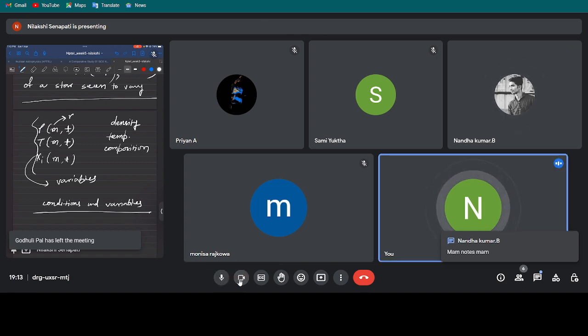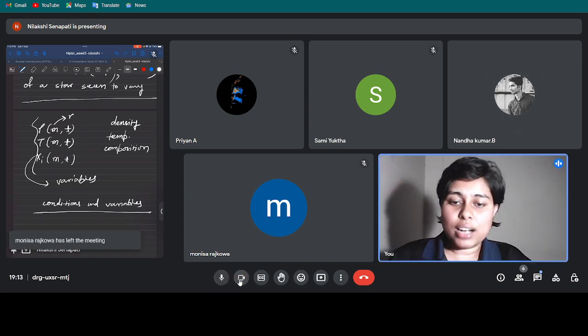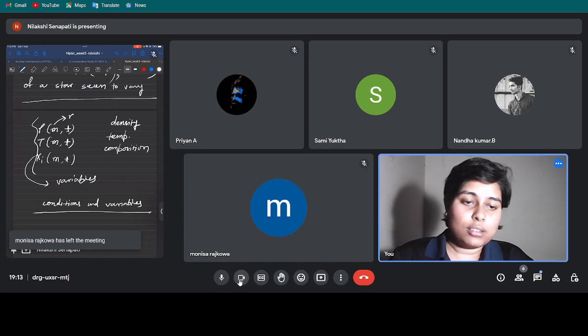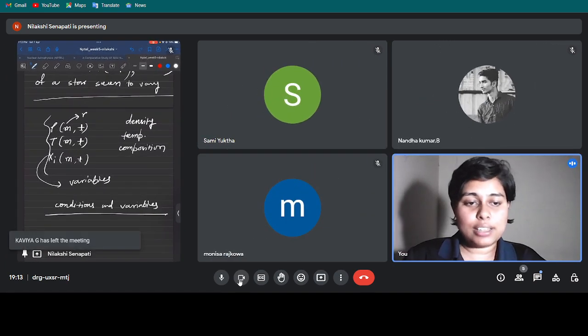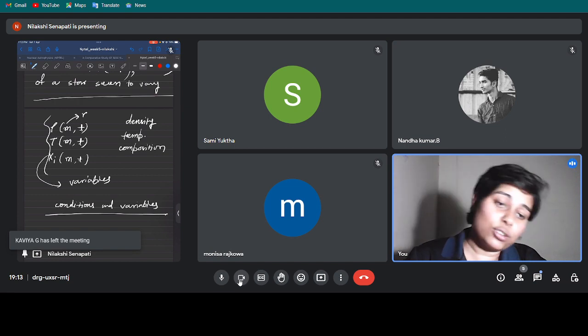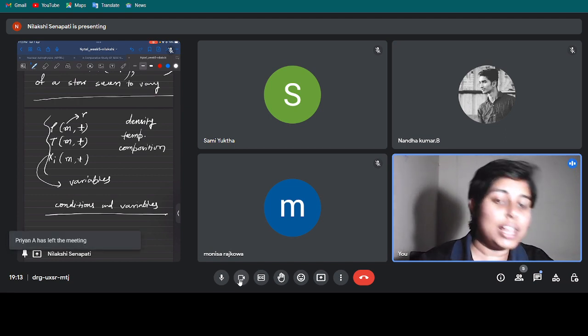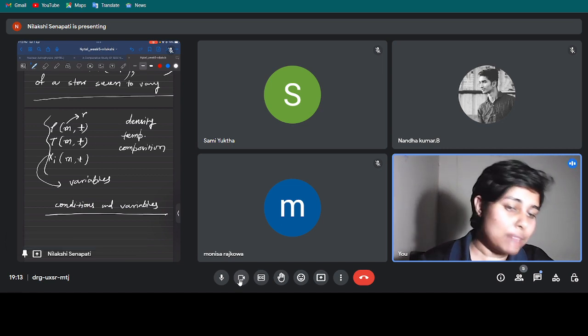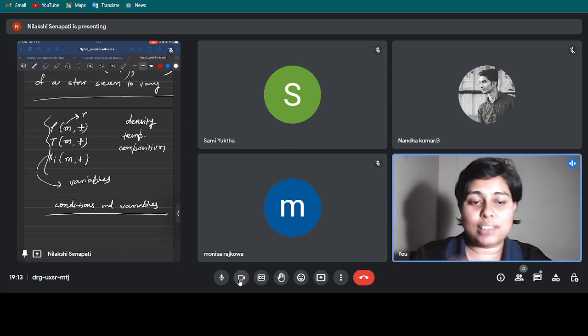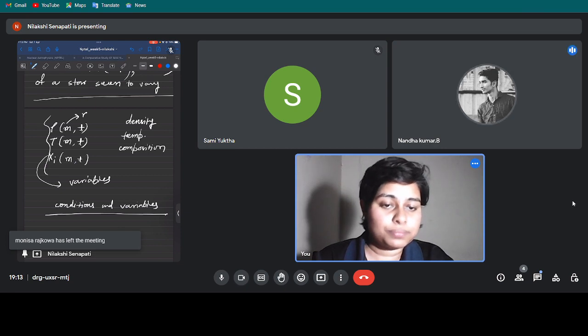Nanda Kumar is asking about the notes. Notes are given in the drive folder. You can ask me for access and send a mail. Then I will give you access to all the materials that I am using, which I have uploaded in a folder. But you need permission for that. You just need to send me an access request.